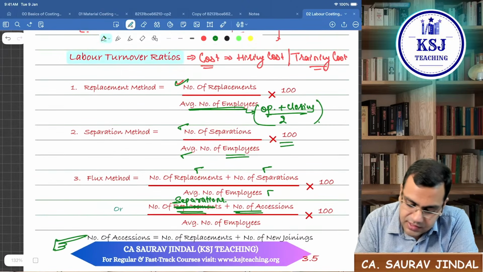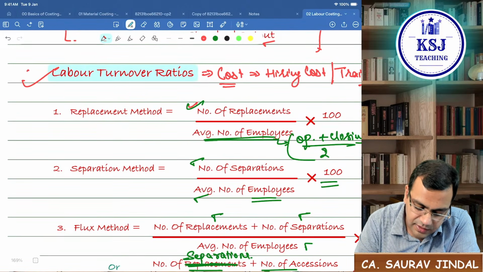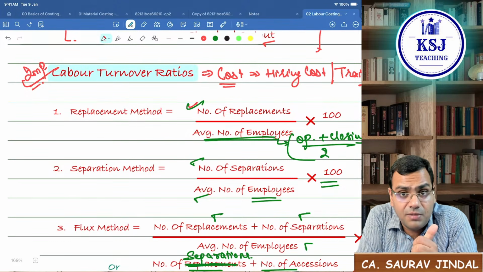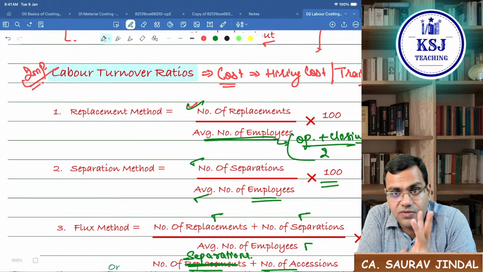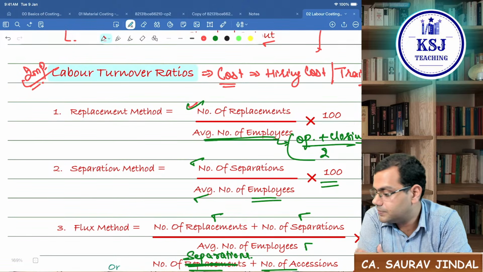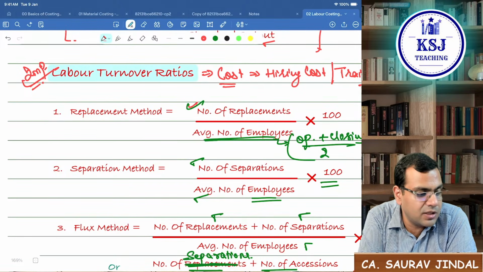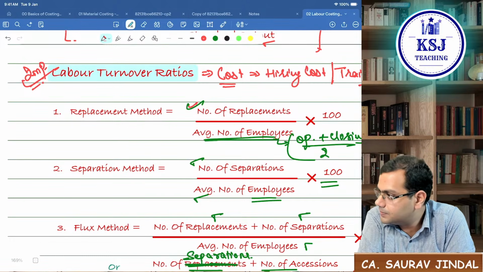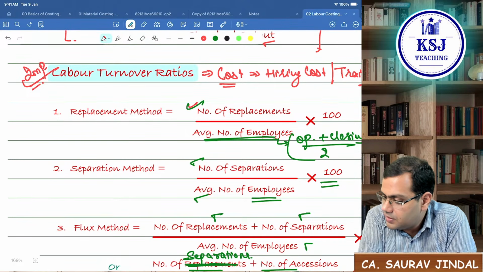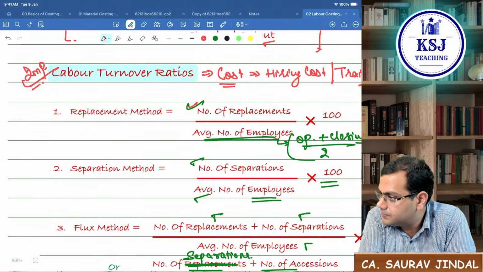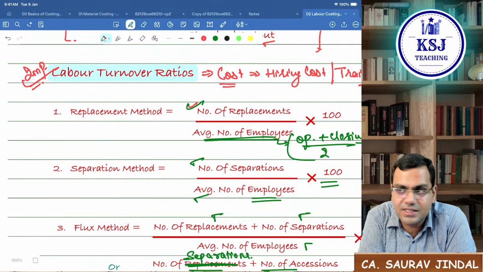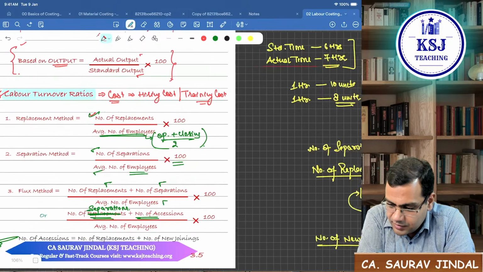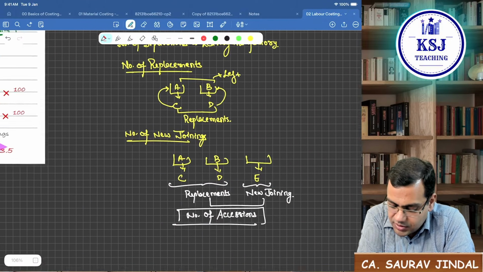Labor turnover ratios. Now this labor turnover ratios is again very, very important. From this chapter, if I talk about, two parts are very important. One, Halsey-Rowan plan is important. Second, this labor turnover is very important. Third, overtime is important. This is the order in which they have been asking the questions, maximum questions from Halsey-Rowan or labor turnover, then the overtime part. Okay, let me know everyone if this is clear. Any doubts in this part? So with this, our major concepts of the labor costing is done. Right? So major concepts of the labor costing is done with this.